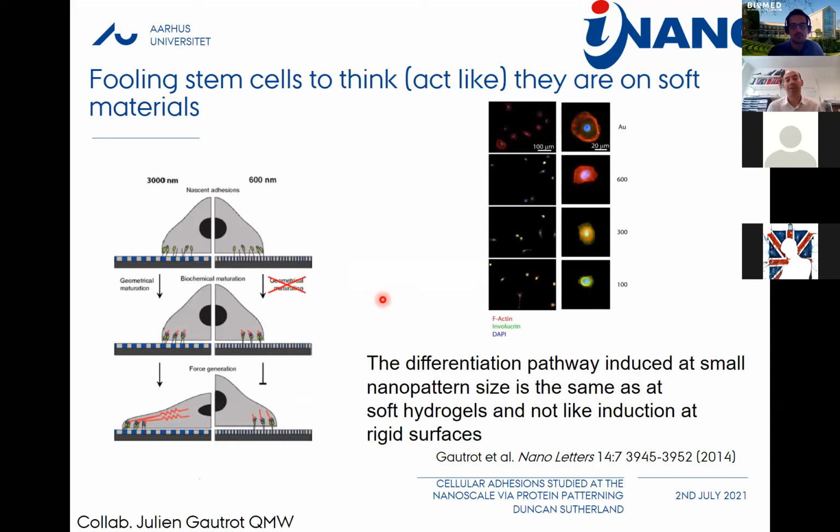What's interesting is that the differentiation pathway that we induce for these very small patch sizes is actually very similar to what other people see in hydrogels. So what we believe is that by preventing the cell from exerting force, even though it's on a rigid surface, we're fooling it into thinking it's on a soft material, or at least acting like it's on a soft material. That could be relevant for advanced tissue culture, where you could have a 2D system, but still have a feeling of a soft material.